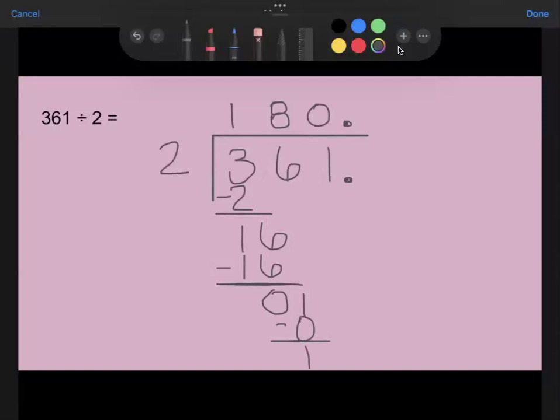So now here's where before you may have been able to say, oh, remainder 1. Now we're going to have to turn that into a decimal. The way we do that is to add a decimal if it's not there already, and then add a 0 to the remainder and keep dividing. So I'm going to turn that 1 into a 10 by adding a 0. Then 2 goes into 10 5 times. 5 times 2 is 10. And when I subtract it, I have 0 left over. So now if I have no remainder and no more numbers to bring down, I am finished. So the answer here would be 180.5.